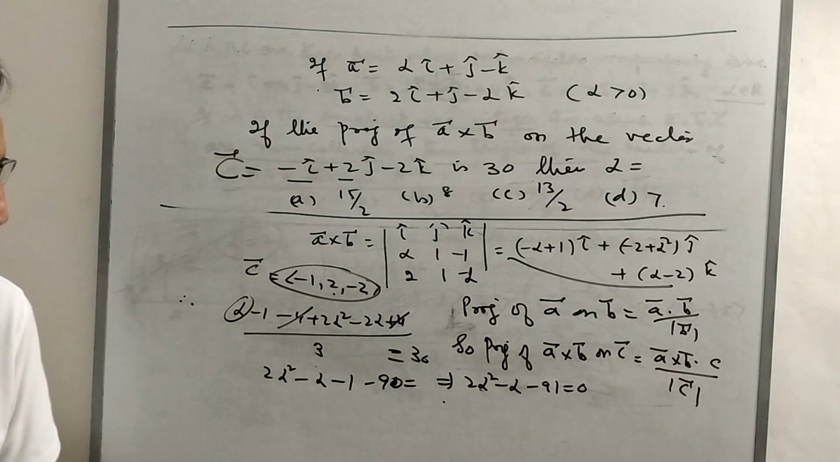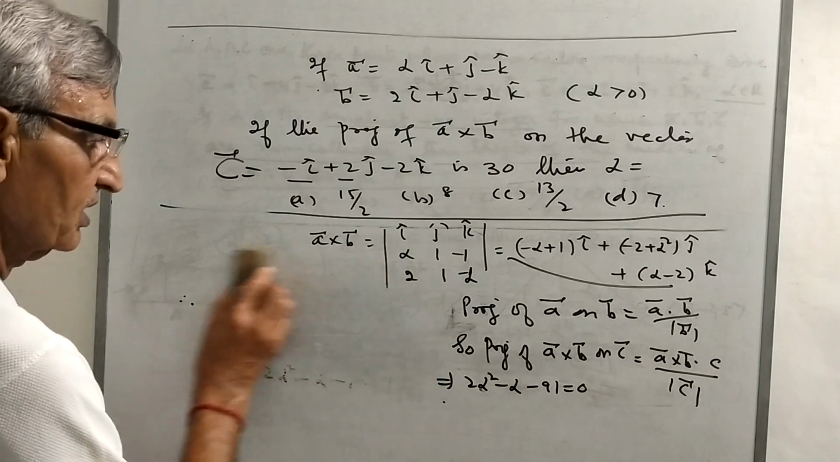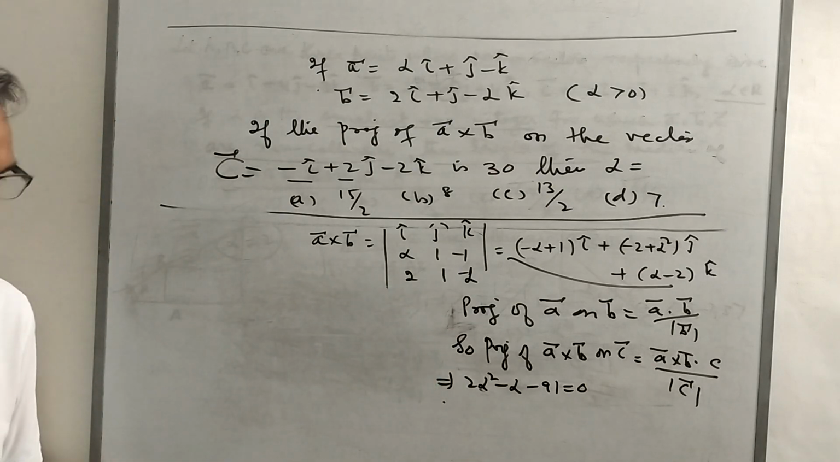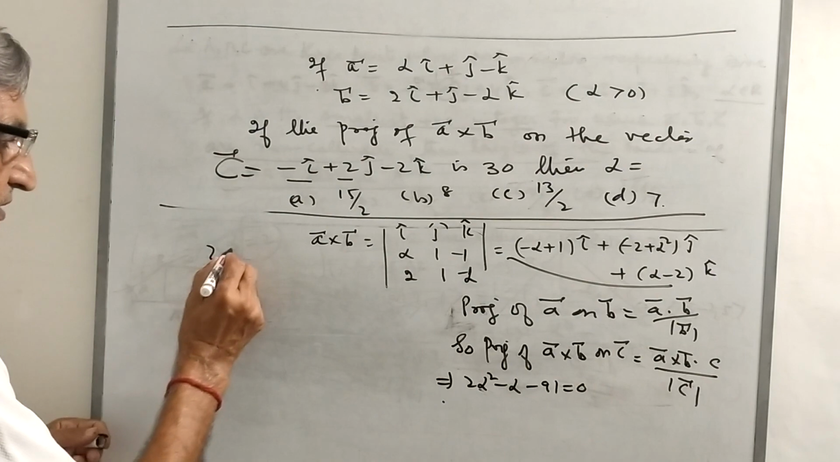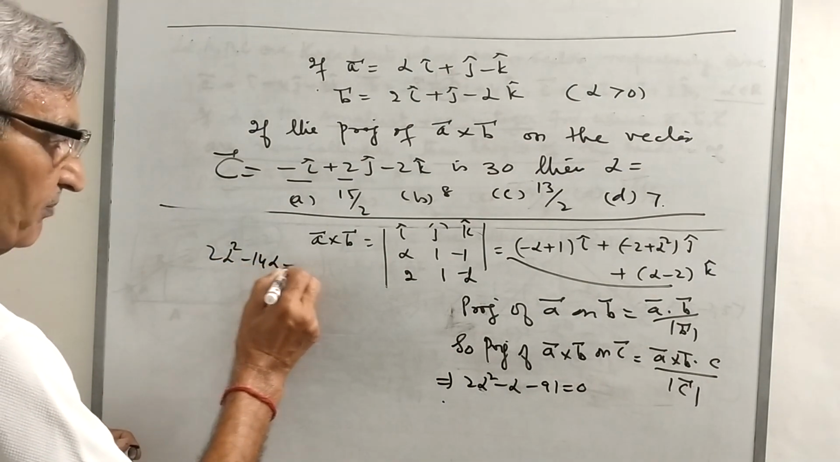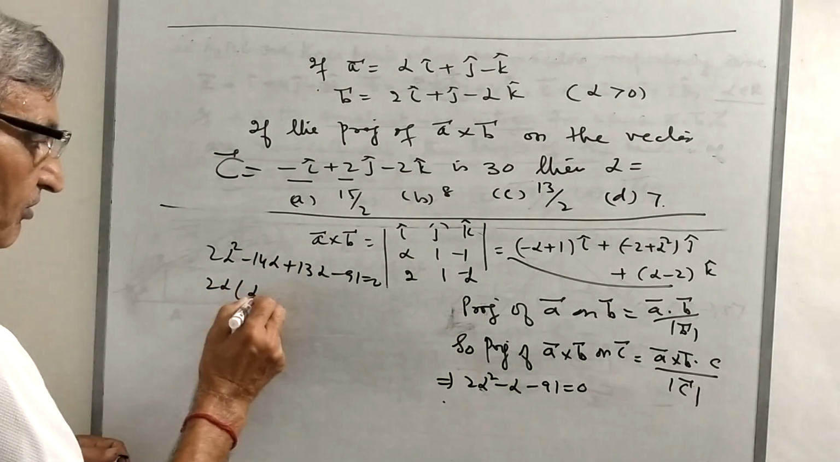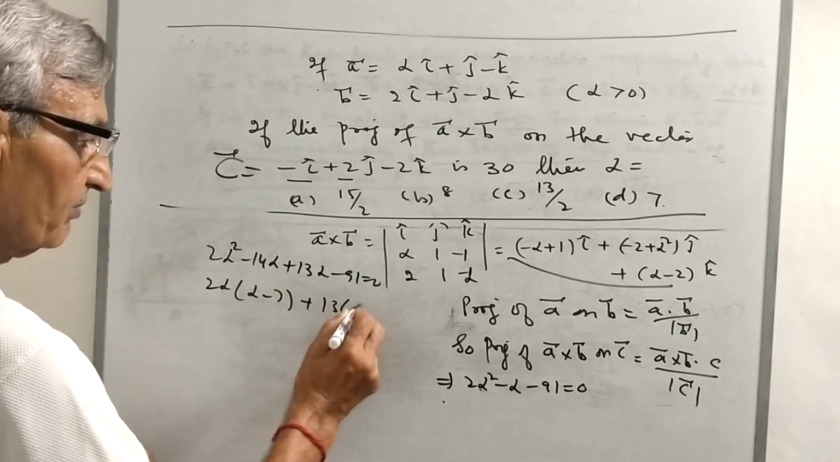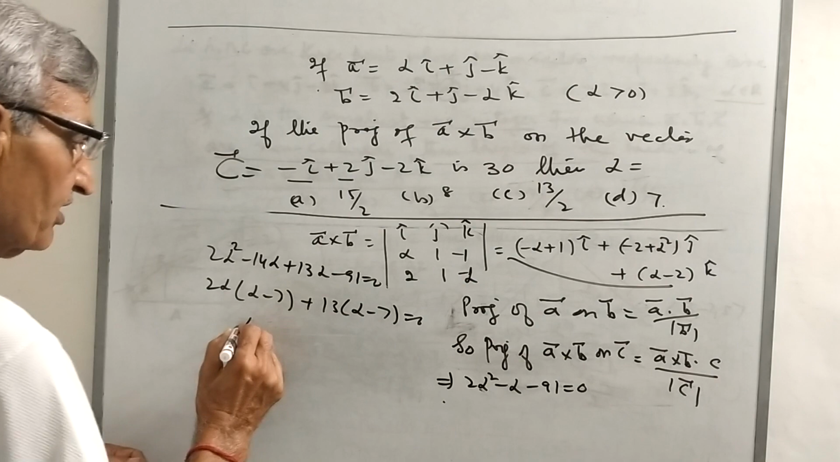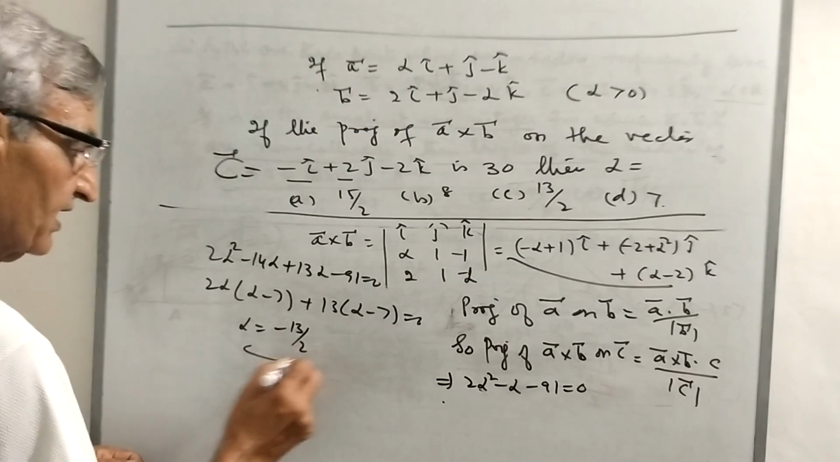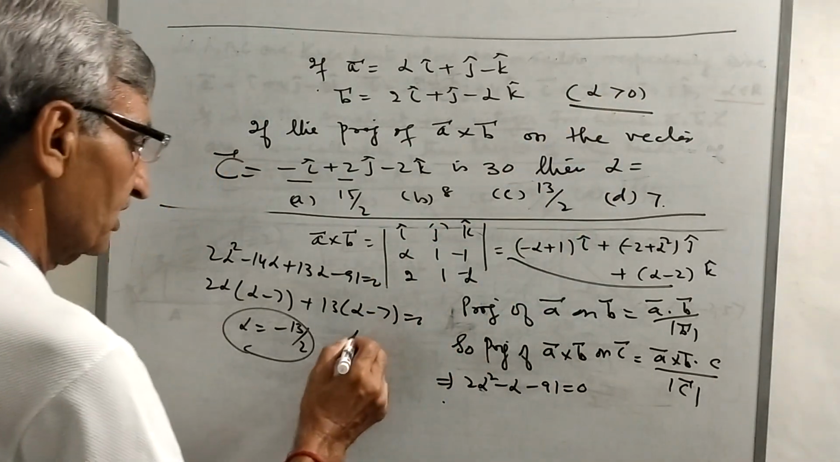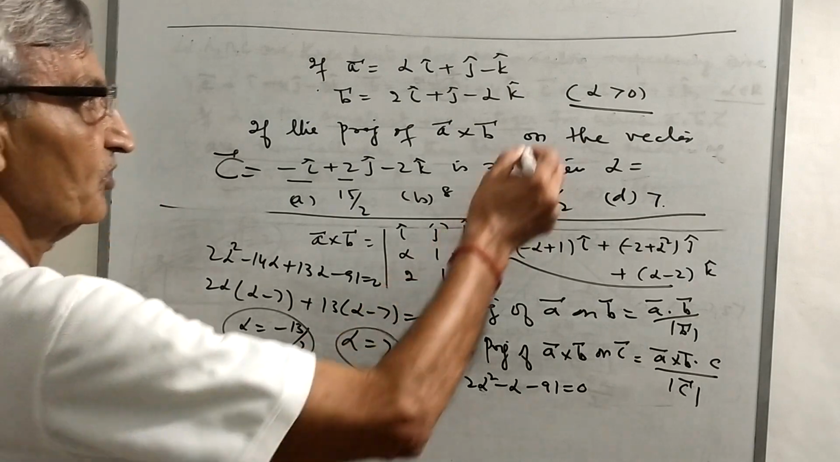This is the equation and I need to solve it. I can solve this one. I have now the solution. 2 alpha square minus 14 alpha plus 13 alpha minus 91 is equal to 0. 2 alpha into alpha minus 7, and 13 into alpha minus 7. I am getting alpha is equal to minus 13 by 2, but I don't need the negative because it says alpha is positive, and therefore alpha is equal to 7. Here we got the answer.